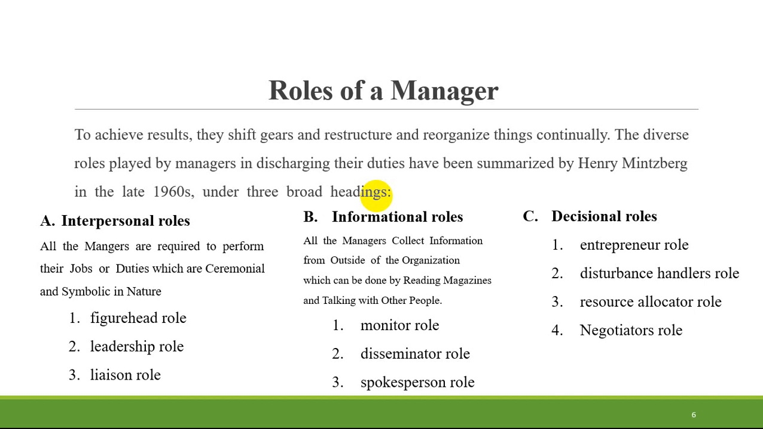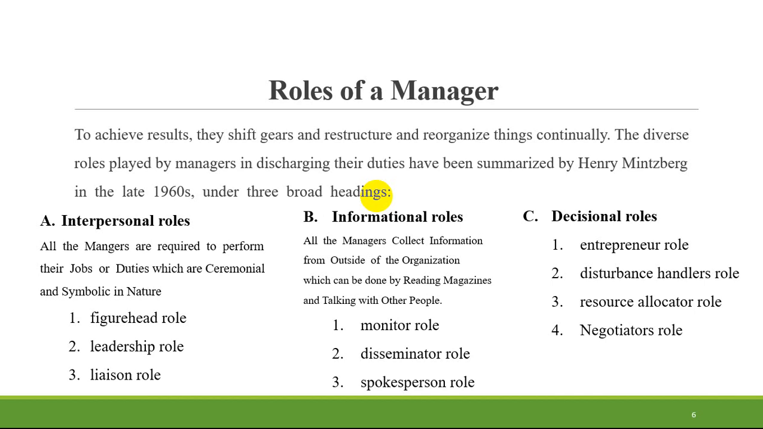The very first role under this is the monitor role. The monitor role is the collecting of information from outside of the organization. It is the responsibility of checking the relation and status of two companies and reviewing their feedback. You have to monitor what is going on in the company, in the market, in the society.